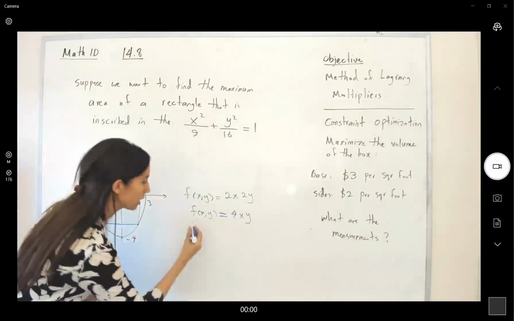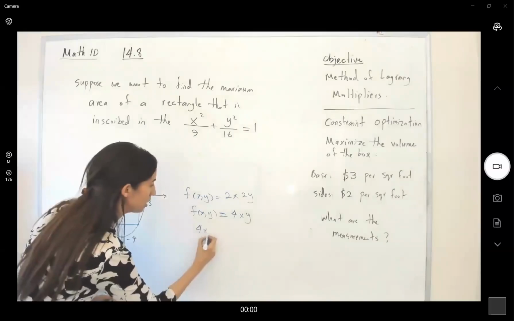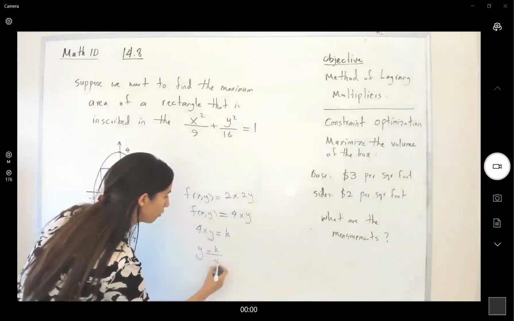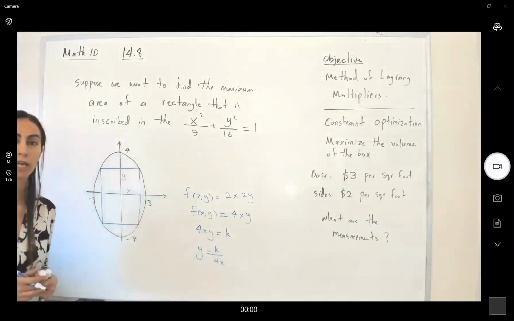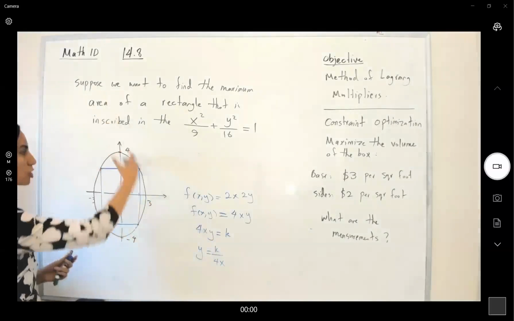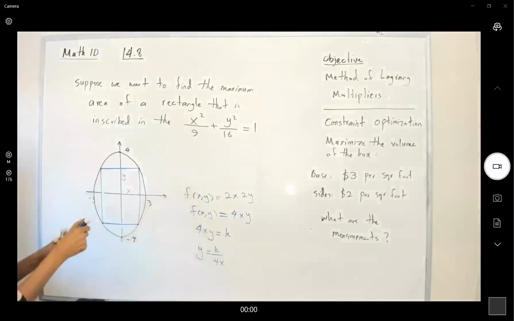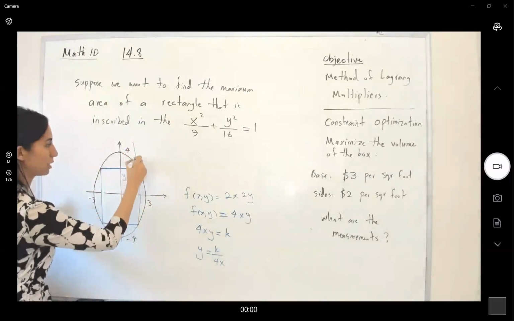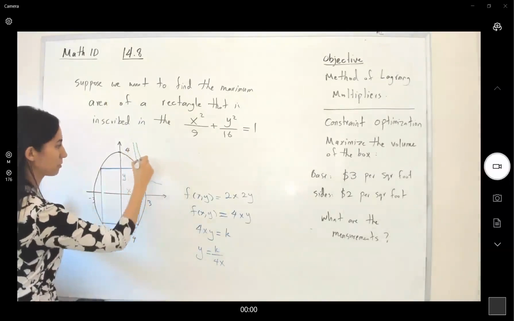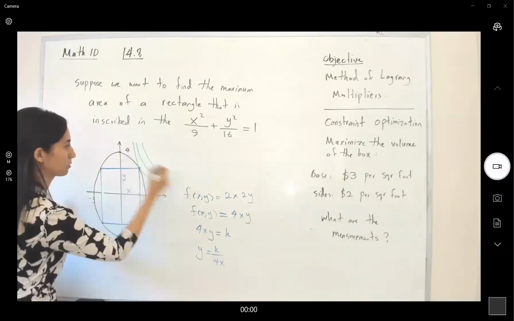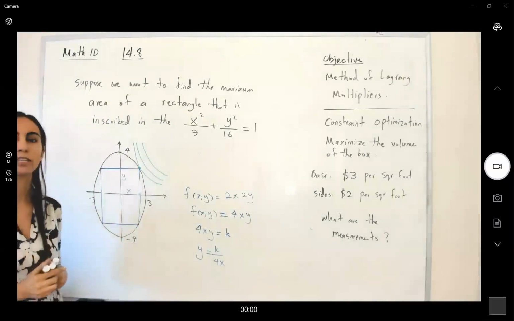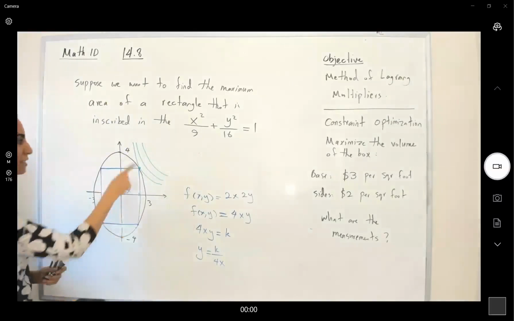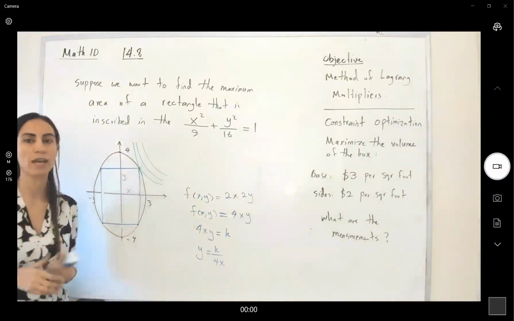What are the level curves of this function? To find the level curves of this function, we set the function equal to a constant like k. So y is equal to k over 4x. For different values of k, you actually get just some hyperbolas. So let us graph some of them, hyperbolas, the level curves of function f and the level curve for your ellipse.